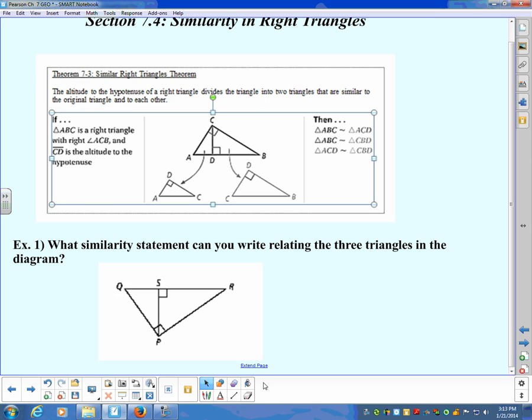Okay, so section 7.4, here we go. This is similar right triangles. So you'll see some theorems here, guys. Some theorems about overlapping right triangles.